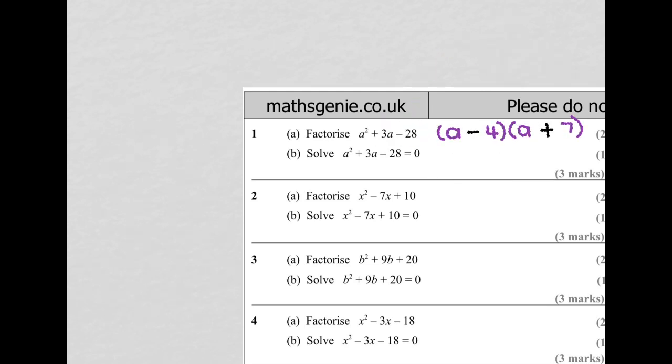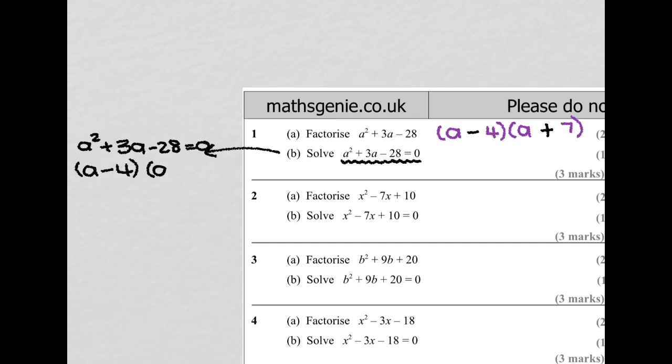So question 1b is a continuation of question 1a. Now it's saying solve. It's exactly the same question. You've got a squared plus 3a minus 28, except that now it's equal to 0. So we're going to say a squared plus 3a minus 28 equals 0. We factorize that, which we've already done: a minus 4 and a plus 7 equals 0. What happens now is we need to solve for a.